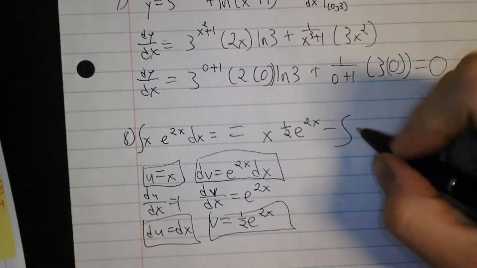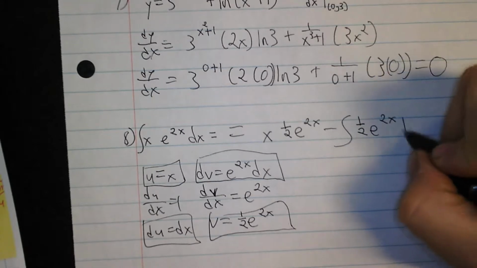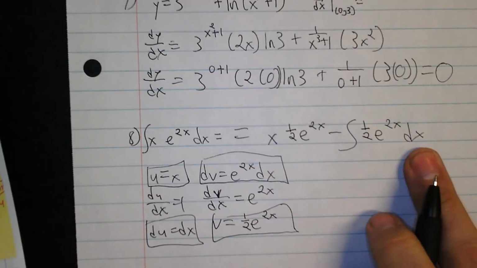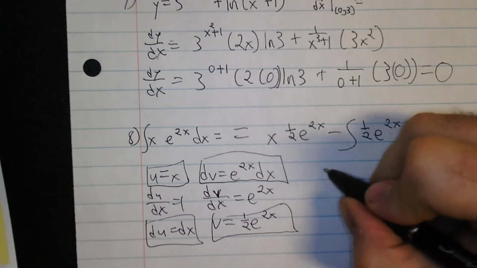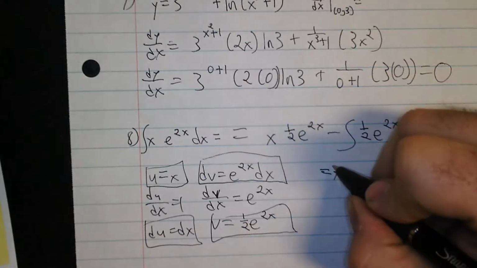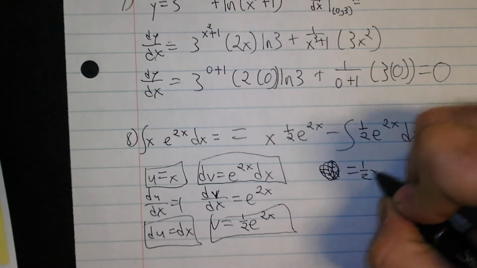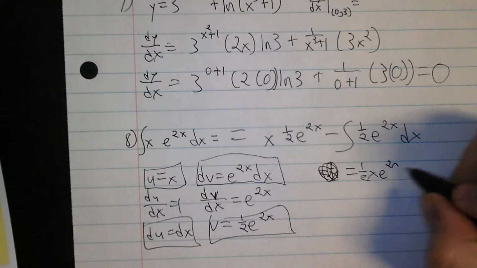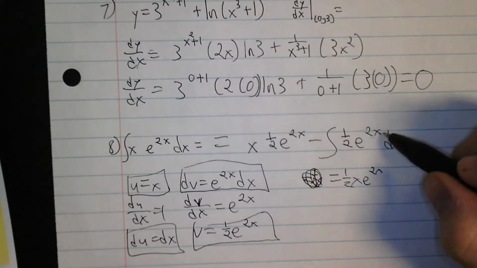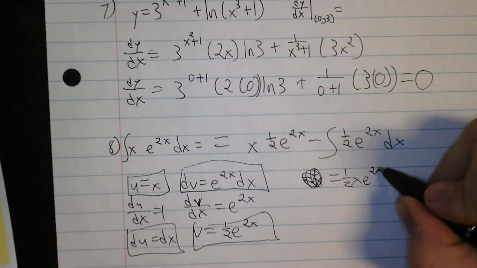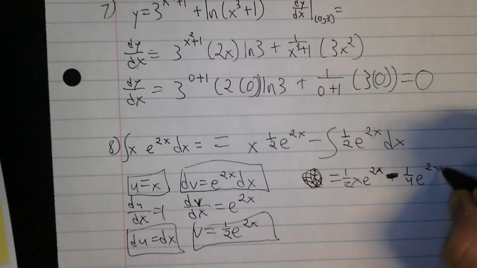All right, so now it's uv minus the integral of v du. And this is an easy integral, right? So let's integrate it. We get 1/2 x e to the 2x, and then here, if we anti-differentiate e to the 2x, we get 1/2, so this is minus 1/4 e to the 2x plus C.